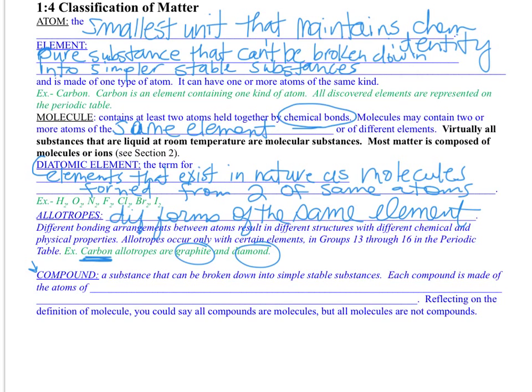Allotropes will usually have different bonding arrangements, different chemical and physical properties. And they only occur with certain elements in groups 13 to 16. The list really isn't very long, but carbon is one of the most well-known ones.